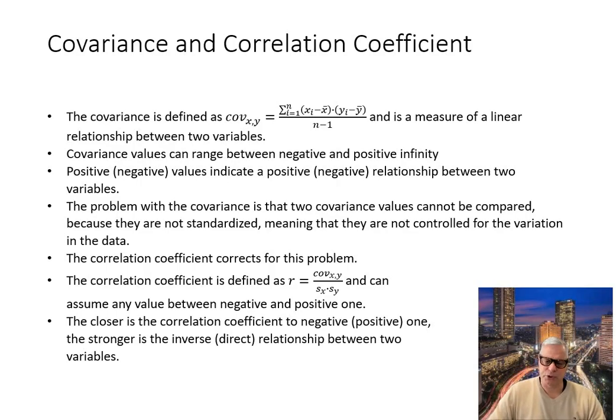What you should know, however, is that the correlation coefficient is calculated as the covariance between x and y over the product of the standard deviation of x times the standard deviation of y. And again, the correlation coefficient is always a value between -1 and +1.